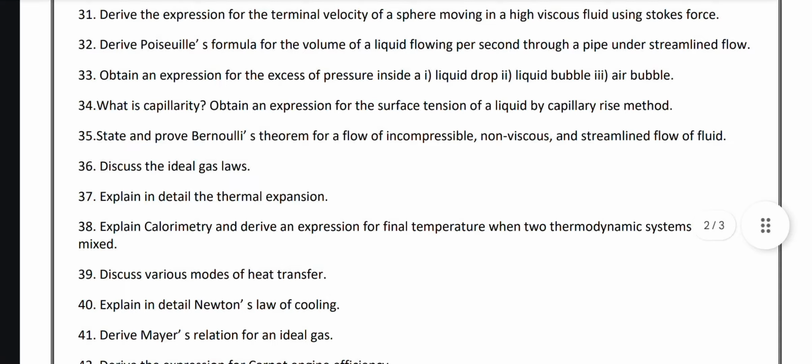37th, explain in detail thermal expansion. 38th, explain calorimetry and derive an expression for final temperature when two thermodynamic systems are mixed. 39th, discuss various modes of heat transfer. 40th, explain in detail Newton's law of cooling.